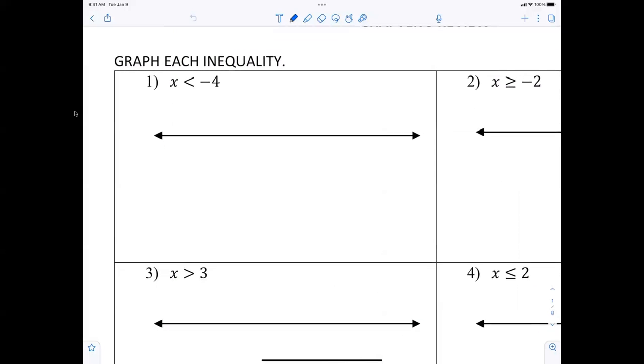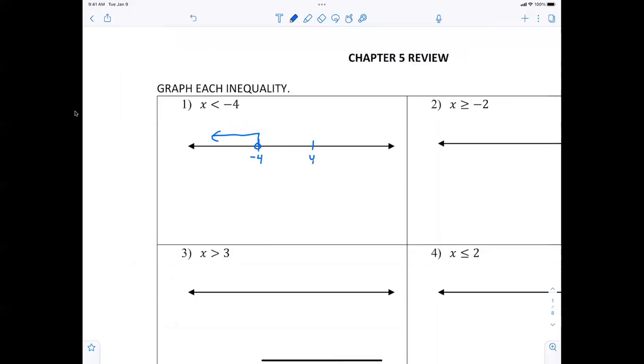So here we go. Notice it does not say to use interval notation. It says graph. Everybody's got to know how to graph. So everybody should be able to tell me we're looking at x less than -4. So here's -4. Here's 4. You're supposed to tell me it's an open circle, and then we're going to the left. All right. Anybody have any questions?